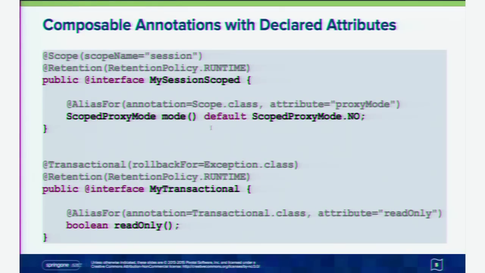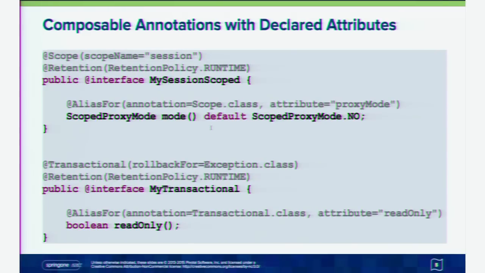And it has a couple of advantages. If you look at the variant with the scope proxy mode above, we shortened the attribute name to mode here because there's no need to use the same name anymore. It's declared to override the proxy mode attribute in scope anyway, so you can use any name for the attribute here because you formally point to the original attribute. You don't have to use the convention of applying the same name.